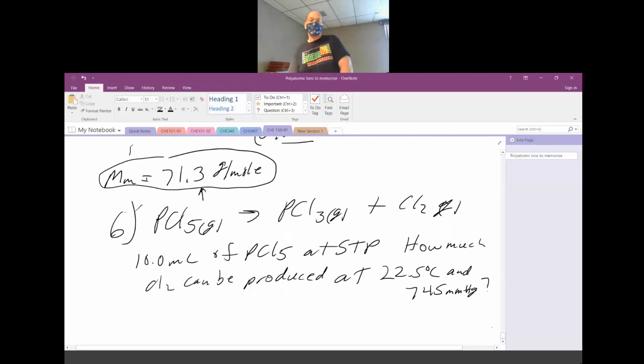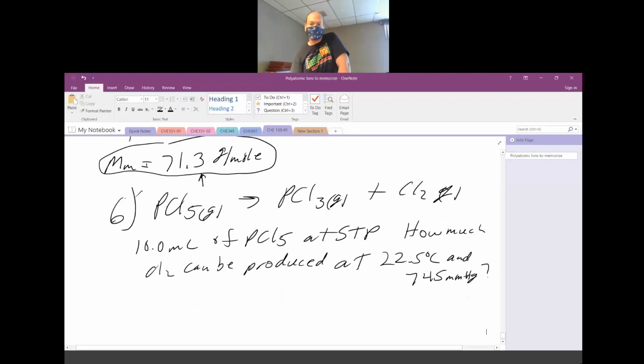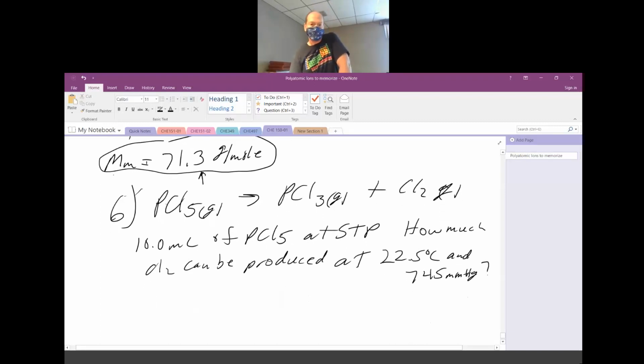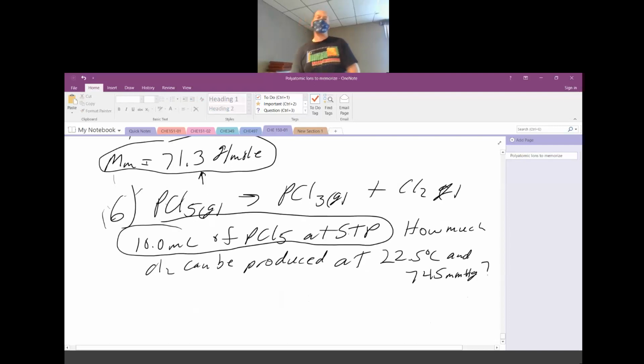So you can do this the hard way, or you can do it the easy way. The hard way is you have enough information right here to go to moles, and then you would have moles of PCl5. Then you would say that 1 mole of PCl5 would make 1 mole of Cl2. Then you use PV equals nRT, and then find your volume of Cl2. That would be the hard way to do it.